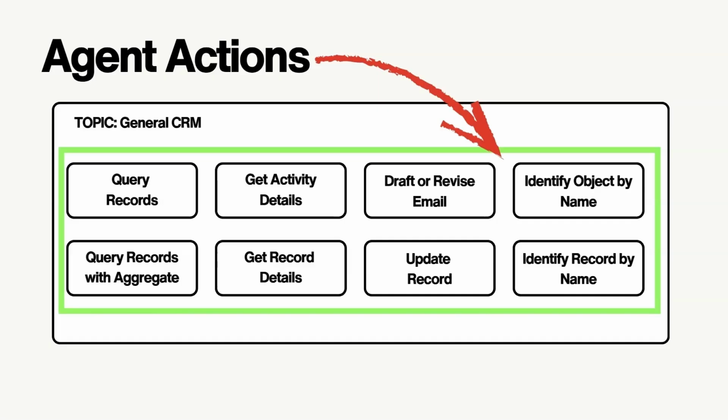For example, if a user asks an agent for help writing an email, the agent selects the General CRM topic based on its topic name and topic classification description. And then after that, the agent would determine which actions within this topic align best with the user's message. So in this case, the draft or revise email action, and then it would launch this action.